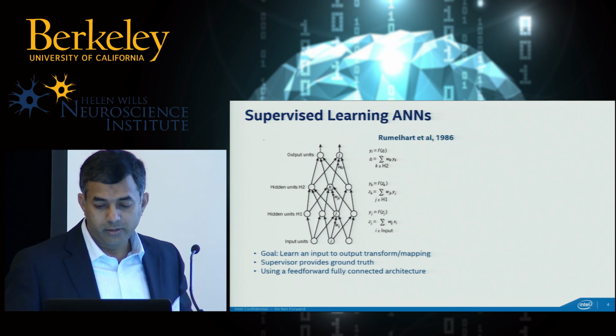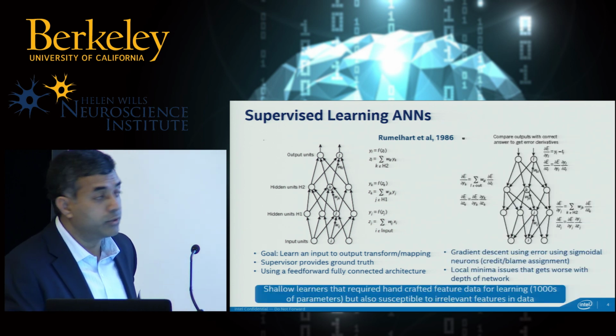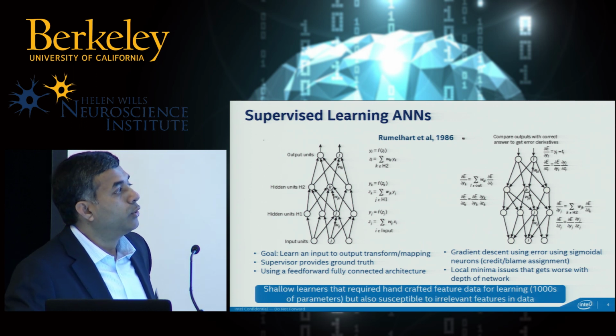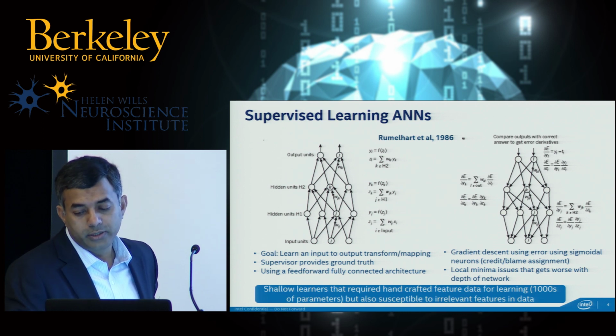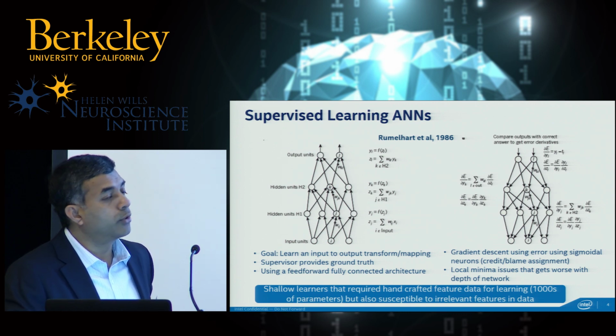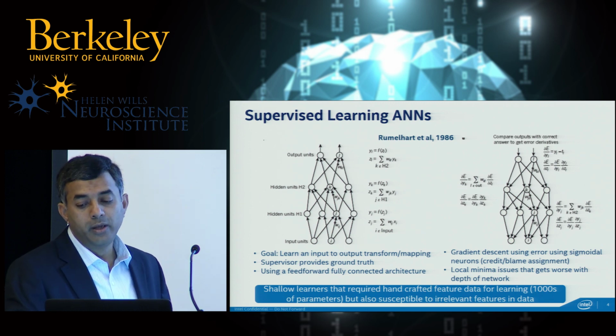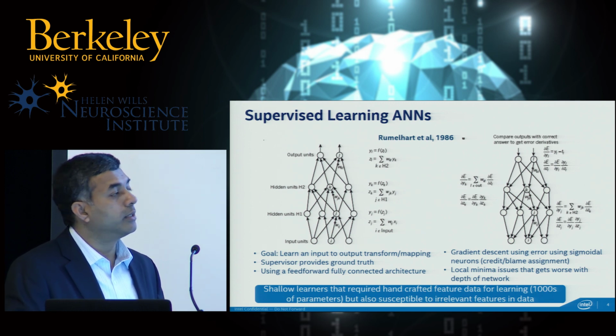The learning algorithm essentially was based on gradient descent, where you would use the error between the desired output and the actual output. And based on differentiable functions such as sigmoidal neurons, you would figure out a way to assign credit and blame for the various weights in the network.